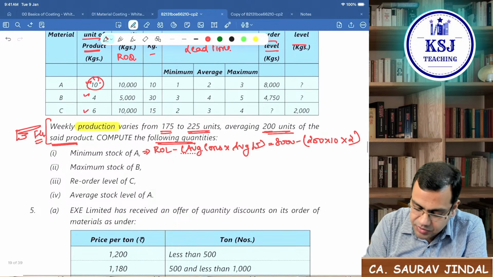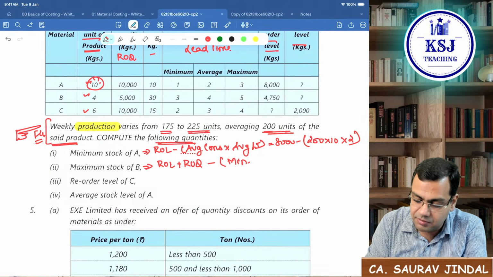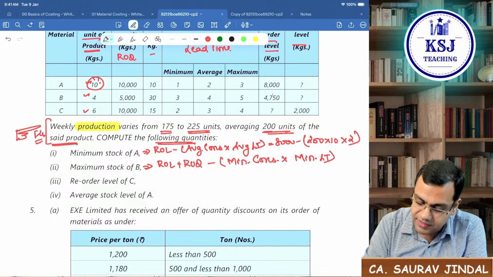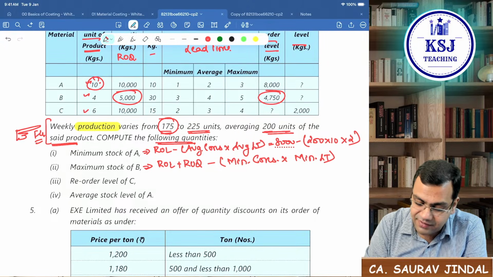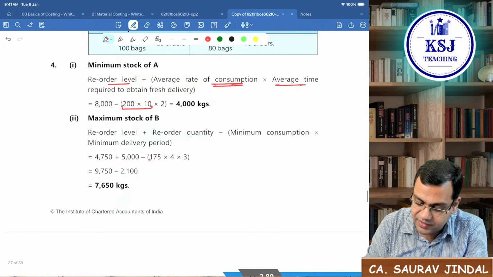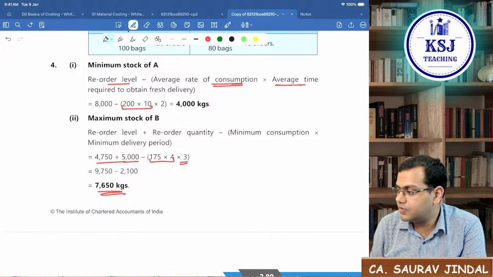After that, maximum stock level of B you will be able to calculate, that is ROL plus ROQ. For maximum we use minimum, that is minimum consumption into minimum lead time. So what is ROL given? ROL is given to you, that is 4750. ROQ is given 5000 minus minimum consumption will be 175 into 4. Minimum lead time is given as 3. So this is what they have done here, 175 into 4 into 3. This you will get as maximum stock of B.